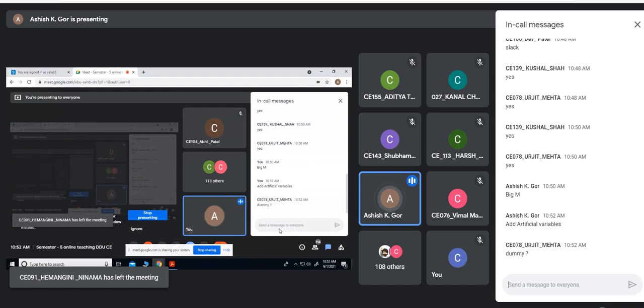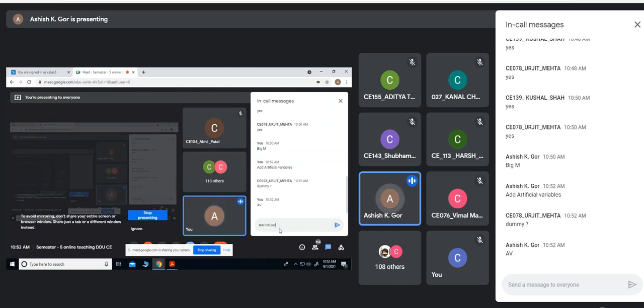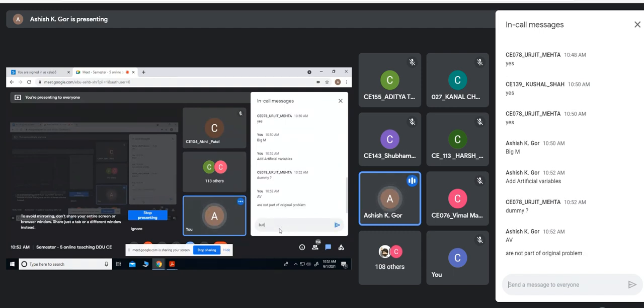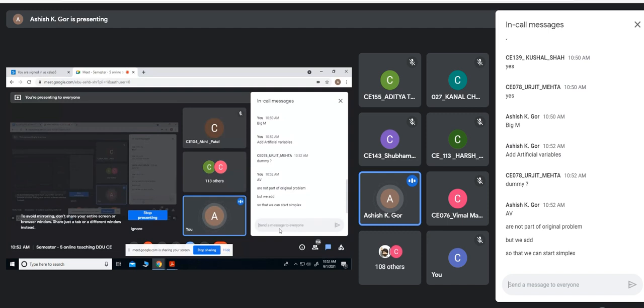The artificial variables (AV) are not part of the original problem, but we add them to the problem. Why? So that we can start the simplex table, because right now I'm not able to start the simplex table. That is an issue, so I want to add something called artificial variables.